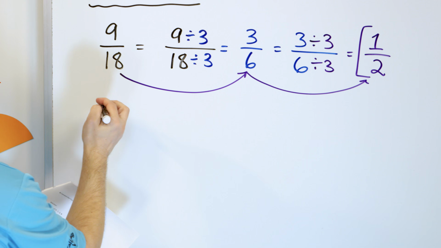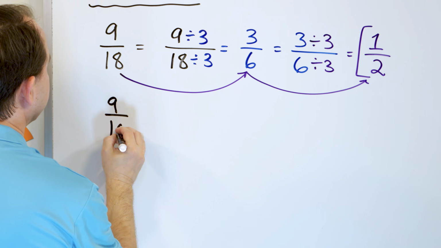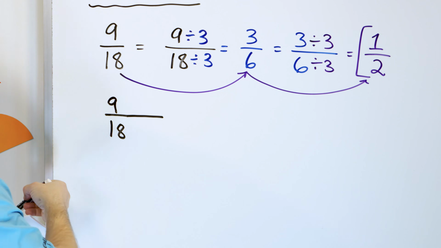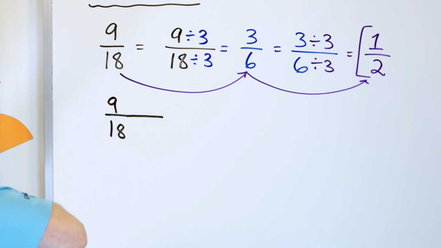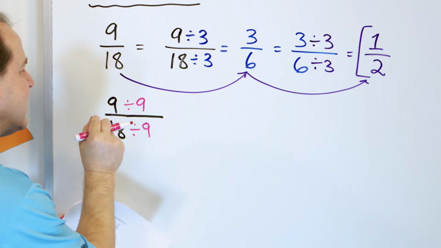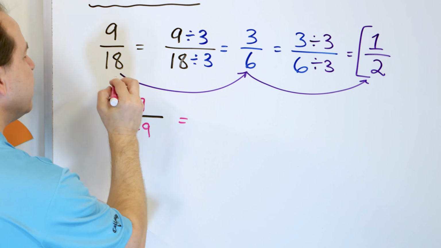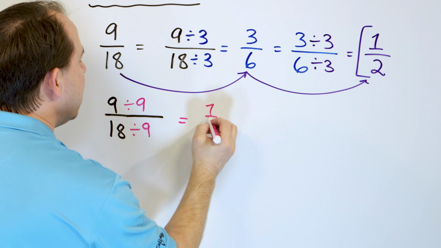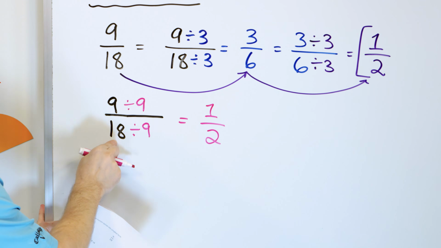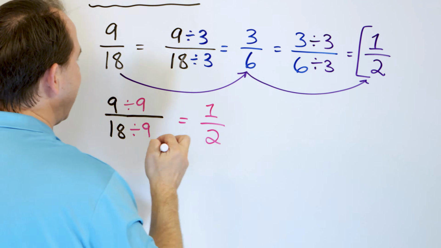But let's really quickly just do the whole thing again, 9/18. Notice that it took 2 steps, so there must be something even bigger I can divide by if I happen to see it. What about if I divide the top by 9 and the bottom by 9? Now you might not have seen that. But if you do, you know that 9 divided by 9 is 1. 18 divided by 9 is 2, because 2 times 9 is 18. And you can see you get exactly the same answer.